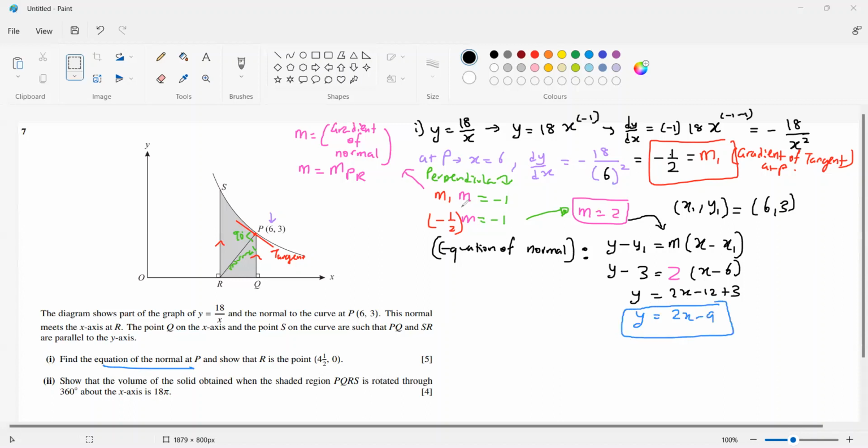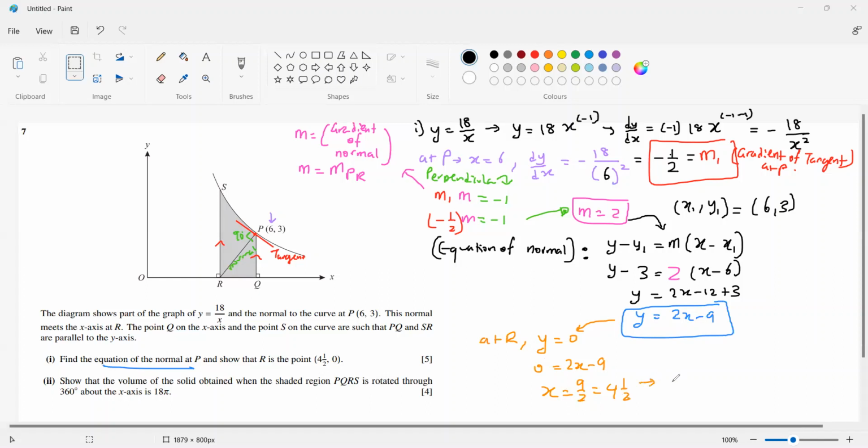Then they say show that the point R is (4.5, 0). At R, the normal goes through R, where the value of y is 0. So put y equal to 0 here, and you get 2x minus 9 equals 0. In other words, x is 9 over 2, which is just 4.5.